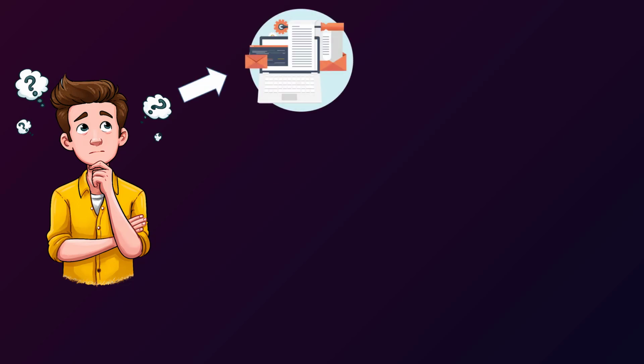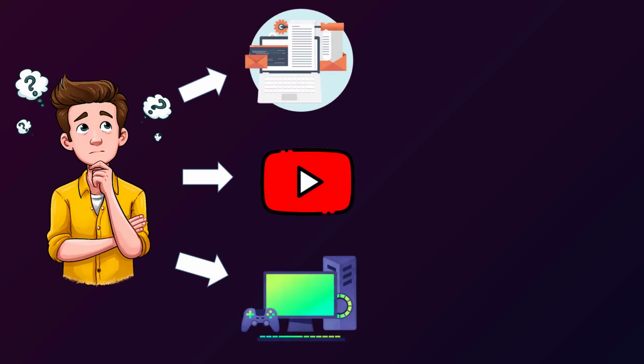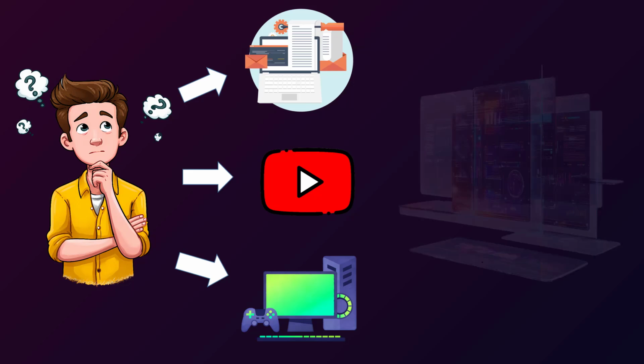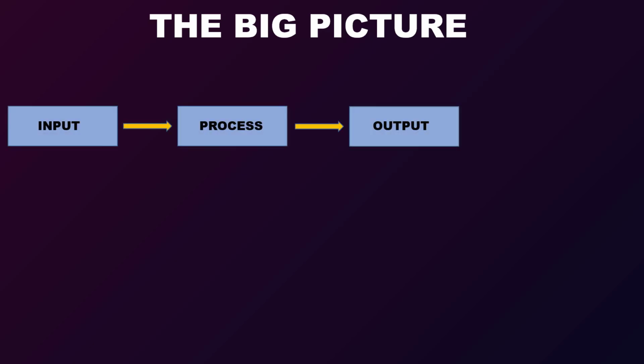Have you ever thought about what's really happening inside your computer when you open a file, watch a YouTube video or even play a game? It feels instant. But behind the scenes, billions of tiny electrical signals are moving in perfect order. The big picture: at its core, a computer follows one golden rule: input, process, output, and storage. That's called the information processing cycle.